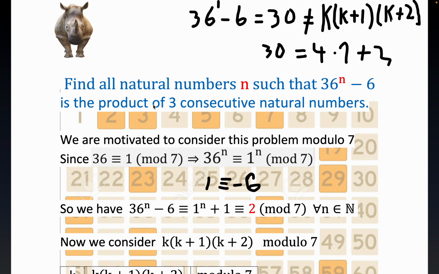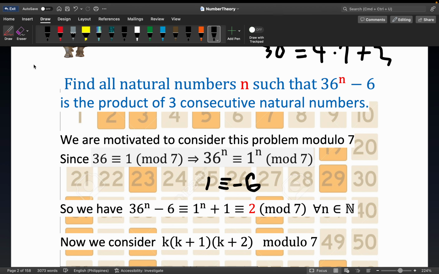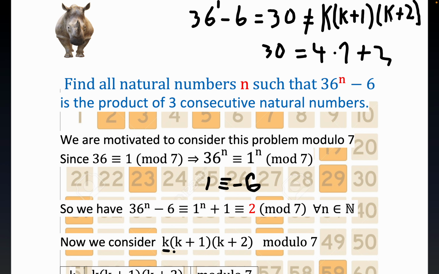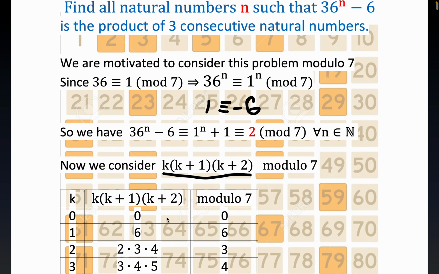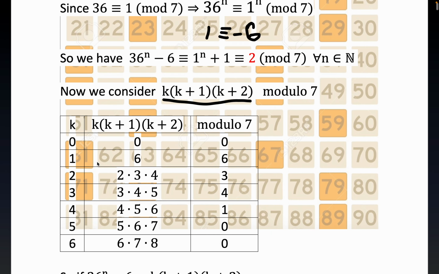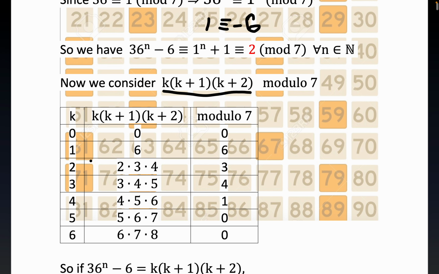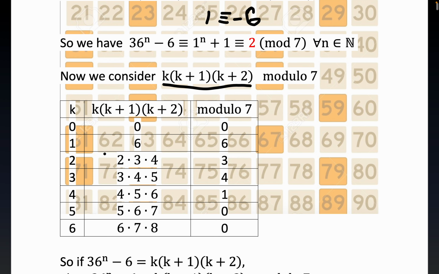such that this is the product of 3 consecutive natural numbers. So I wrote down the product right here. And all we're going to do is consider these modulo 7. Now, I just created a table for you here, folks: 0, 1, 2, all the way through 6. Technically, we don't have to do it for 0 since we're only interested in positive integers, but just for the sake of completeness, I did it.